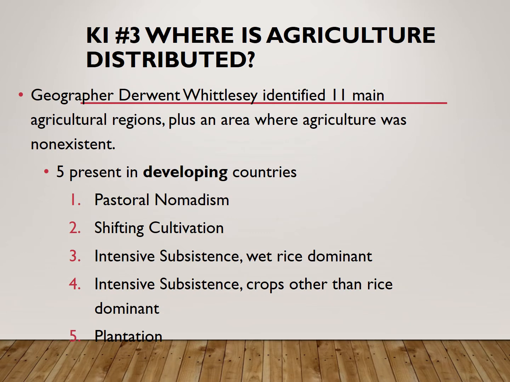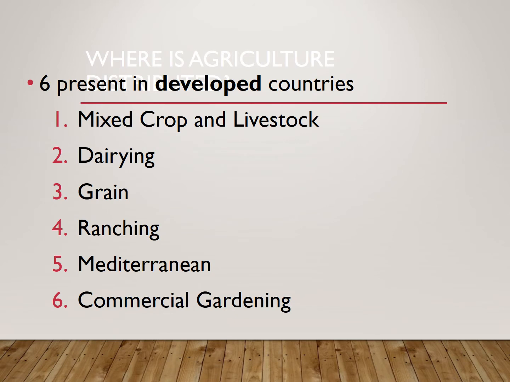Geographer Derwent Whittlesey identified 11 main agricultural regions, plus an area where agriculture was non-existent. 5 of these are in developing countries, 6 are in developed countries. So we're going to go through all these, but the 5 in developing countries are pastoral nomadism, shifting cultivation, intensive subsistence, wet rice dominant, intensive subsistence crops other than rice dominant, and plantation agriculture. And in developed countries, you've got mixed crop and livestock, dairying, grain, ranching, Mediterranean, and commercial gardening.